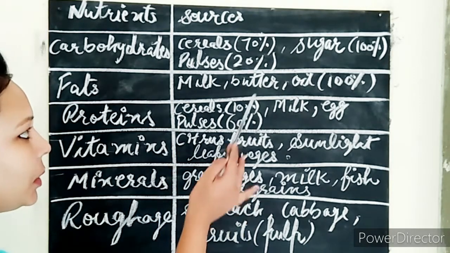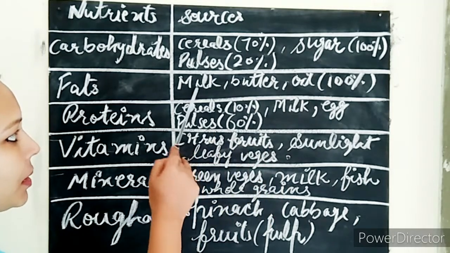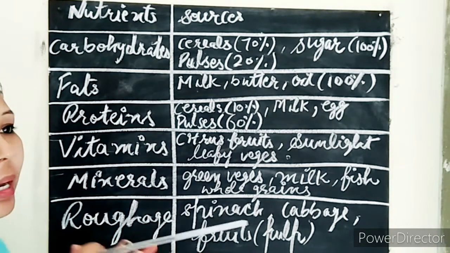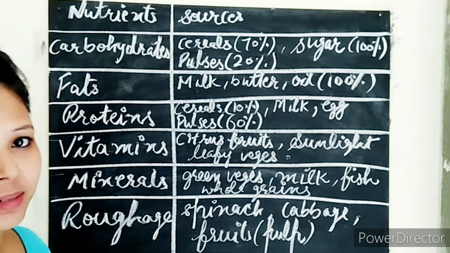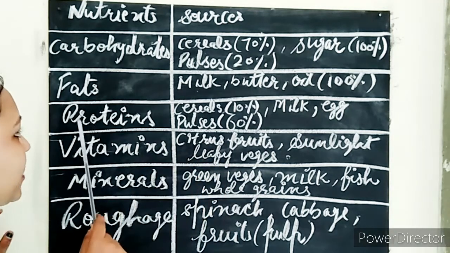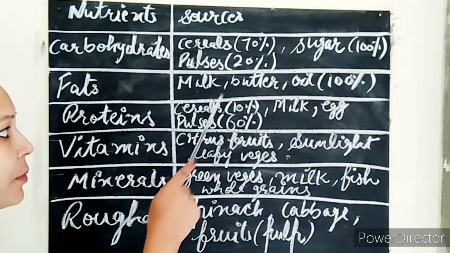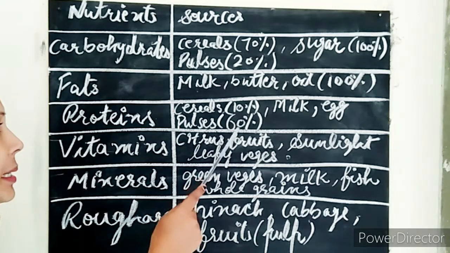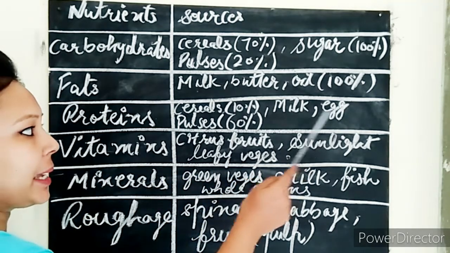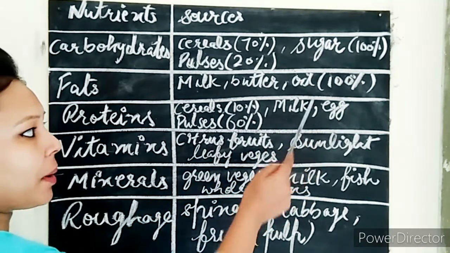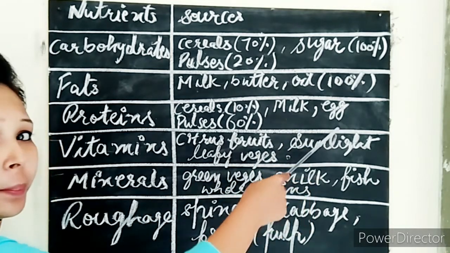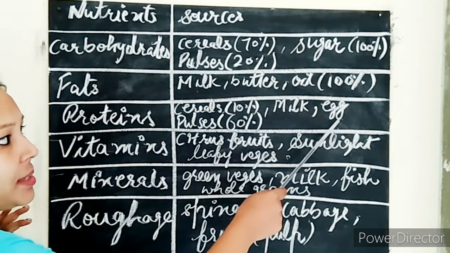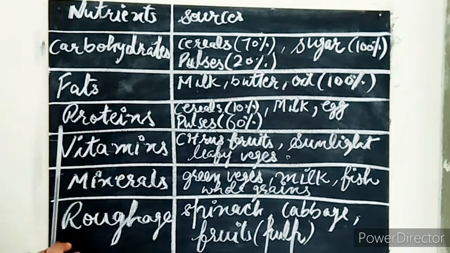Okay, and even these are sources from where we can get more than one nutrient. For example, milk is very common in almost all the nutrients, because milk is the complete food in which all the nutrients are present. Okay, and next one, proteins. 10% of cereals contain proteins, but 60% of pulses contain proteins, and even milk and egg also have protein. But in eggs, only the albumin part contains proteins, while the yolk contains fats. Clear?